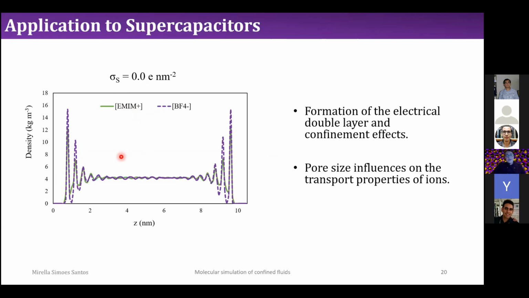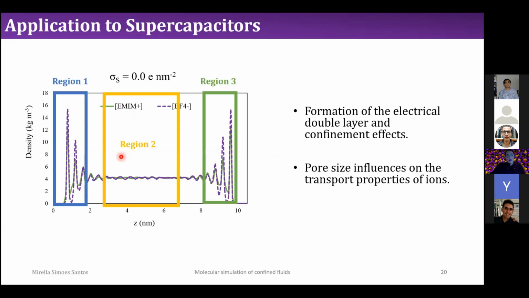And so we could say again that we have a region 1, a region 2, and a region 3, right? So we have the formation of the electrical double layer and the confinement effects to be taken into account when trying to describe the systems. And the pore size also influences the transfer property of the ions.